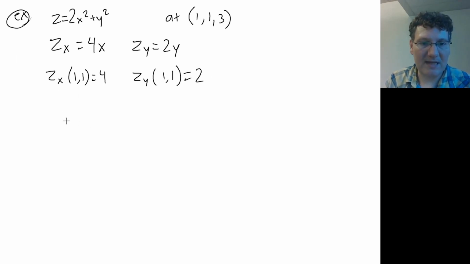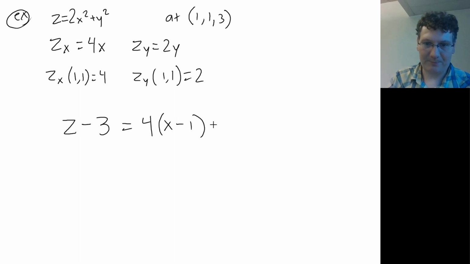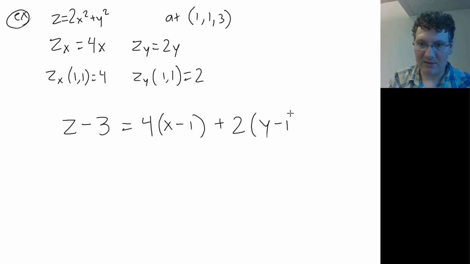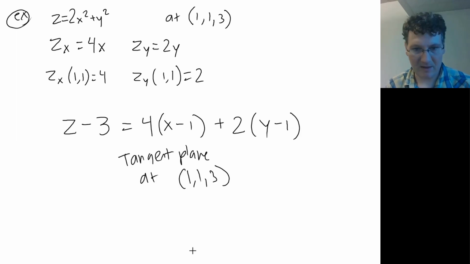So the equation of the tangent plane, just following from the previous formula, z minus 3, that's z sub 0 is 3. z minus 3 equals the partial derivative with respect to x, which is 4, times x minus 1 plus 2 times y minus 1. So that's the equation of the tangent plane at 1, 1, 3. Okay, so pretty straightforward.